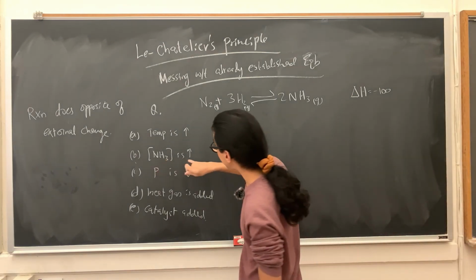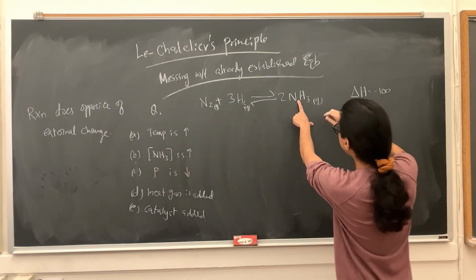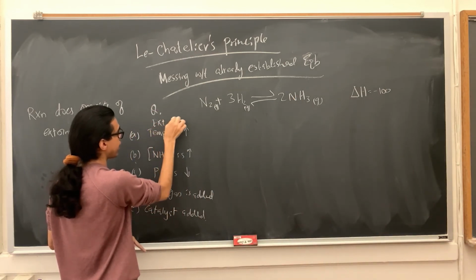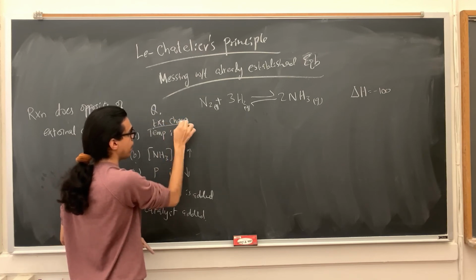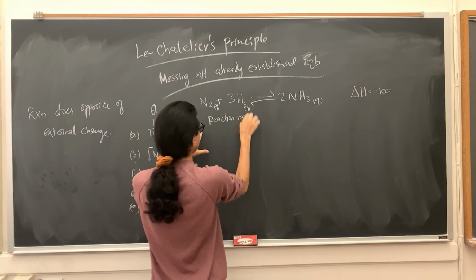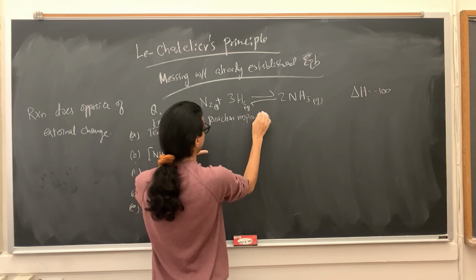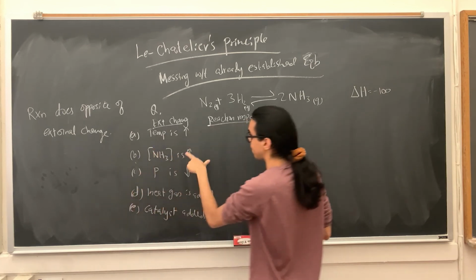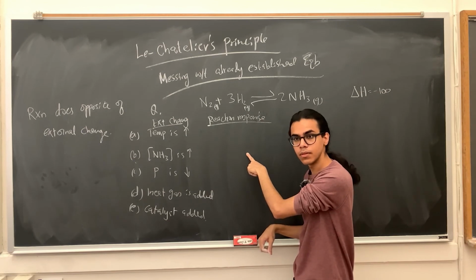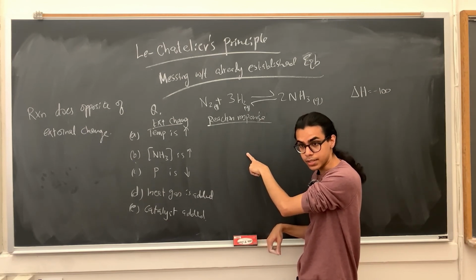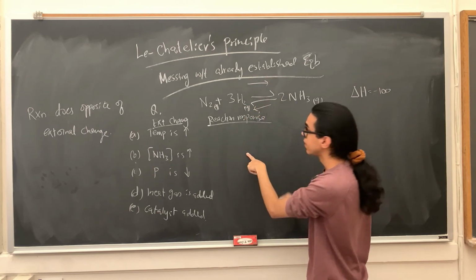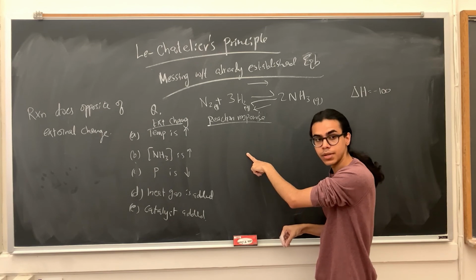Let's start with B. NH3 is increased. Everything that's given to you in the question is an external change. The reaction's response will be exactly the opposite. That's Le Chatelier's principle. So if the NH3 amount is increased, what will the reaction do? It will try and decrease it, and it will move in a direction, either this way or that way, that corresponds to decreasing NH3.